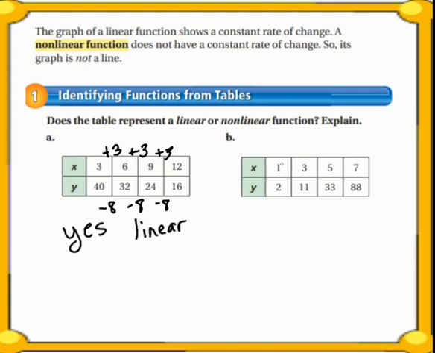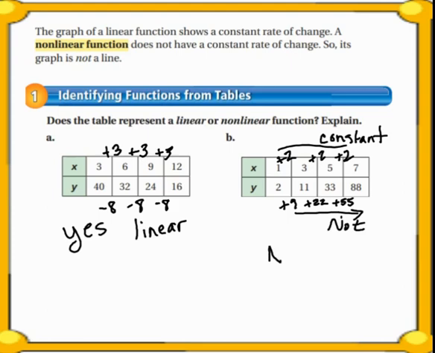Okay, so what about this? We go up by 2. 1 plus 2 is 3, plus 2 is 5, plus 2 is 7. How much do we go up here? If I go from 2 to 11, I went up 9. If I go from 11 to 33, I went up 22. If I go from 33 to 88, I went up 55. So these ones are constant, but these ones down here are not. So this is non-linear. If we were to graph that, it would not be a straight line.